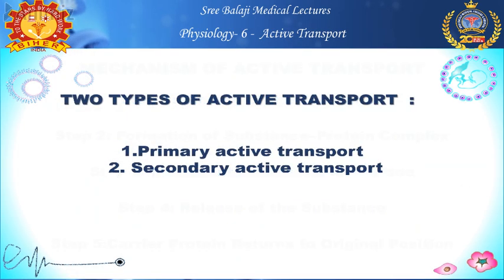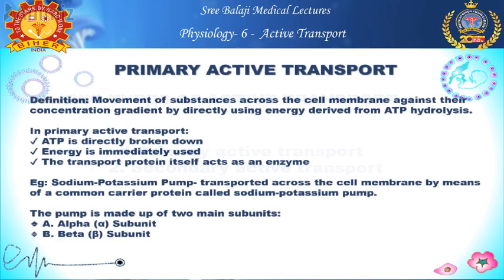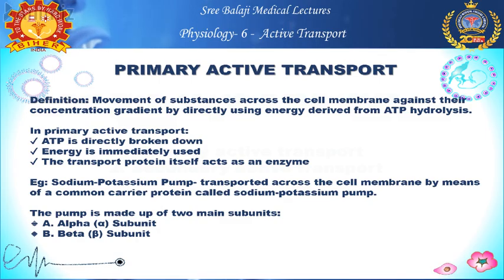Now we are going to see the types of active transport. The first type is primary active transport and the second type is secondary active transport. First we'll see primary active transport. It is defined as the movement of substances across the cell membrane against a concentration gradient by directly using energy derived from ATP hydrolysis. By this method, substances like sodium, potassium, calcium, hydrogen and chloride are transported across the cell membrane. In primary active transport, the ATP is directly broken down, energy is immediately used, and the transport protein itself acts as an enzyme.